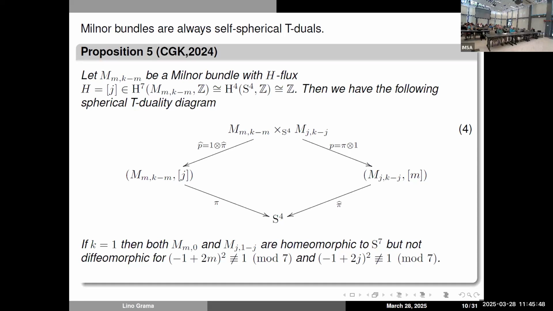And if k is equal to 1, we have this manifold n, 0, and j, where j1 and j are homeomorphic to S7, but not diffeomorphic if you have this invariant not equal to 1 mod 7. Okay? In this case, we can produce this spherical duality. We have some exotic object that can be spherical dual. And just to remark, if you take m equal to 1, we have the usual Hopf fibration.